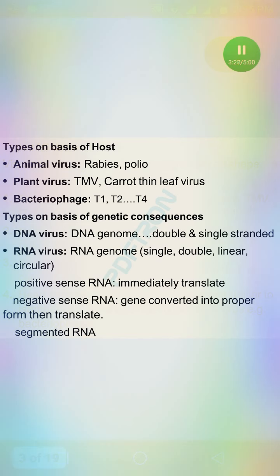Types on the basis of host: animal virus, rabies, polio; plant virus, tobacco mosaic; bacterial virus, bacteriophage T1, T2, T4. Types on the basis of genetic material: DNA virus, RNA virus. DNA genome, double-stranded. RNA genome, single or double-stranded, linear. Positive-sense RNA is immediately translated. Negative-sense RNA is first converted into positive-sense RNA, from which it is translated. Segmented RNA.